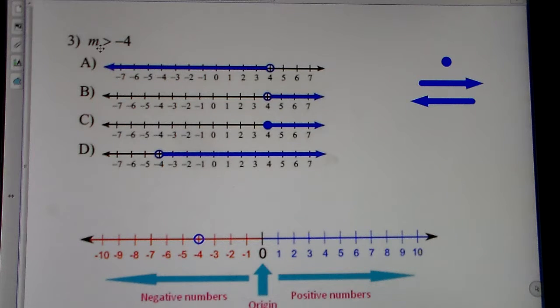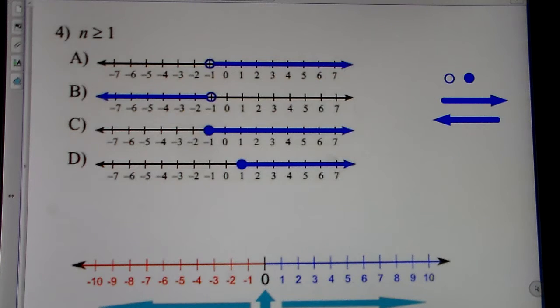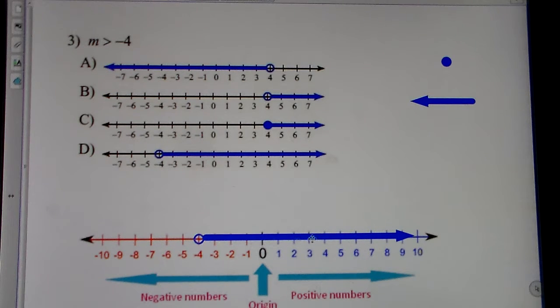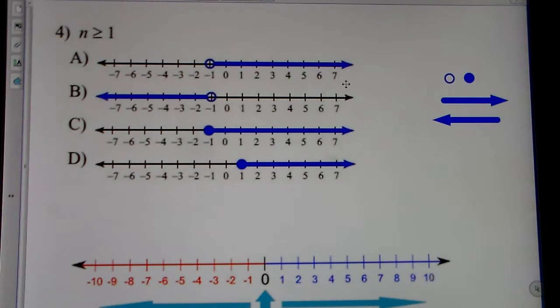And M is greater than. Well, since it's greater than, all the numbers that are greater than are to the right. So you make an arrow to the right. If the numbers were to be less than, you make an arrow to the left. Let's do number 4. Oops, sorry. So -4 greater than. So the correct answer for this one would be D. So 3 is D.